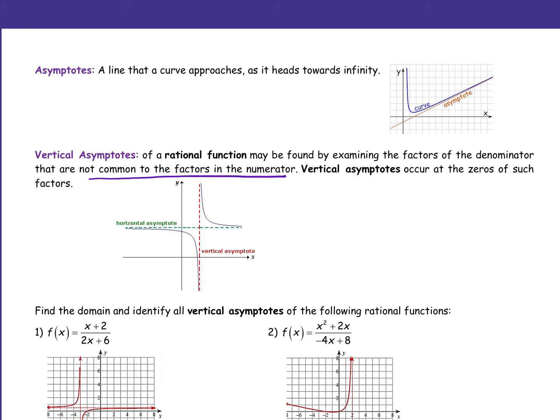We are going to talk about those functions that are common in both the numerator and the denominator later. There's something else in my graph, but vertical asymptotes are the ones that are not common to the factors in the numerator. Vertical asymptotes occur at the zeros of such factors.